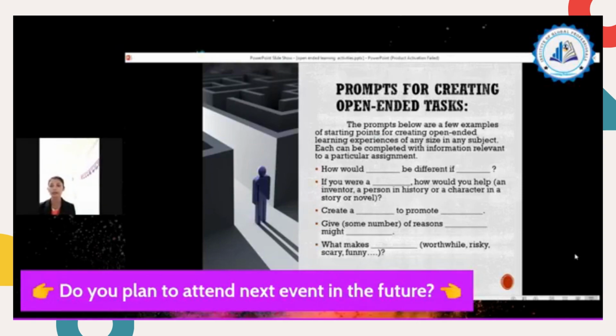Then next is give some number, or give 10 reasons, or like that: reasons blank might blank. So again, you're going to supply it. And then lastly, what makes blank worthwhile, risky, funny, scary? So these are the prompts, or how you're going to begin your sentence for creating an open-ended task. Okay? Next slide, please.